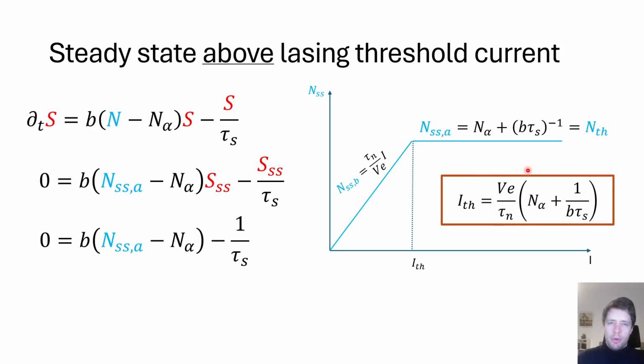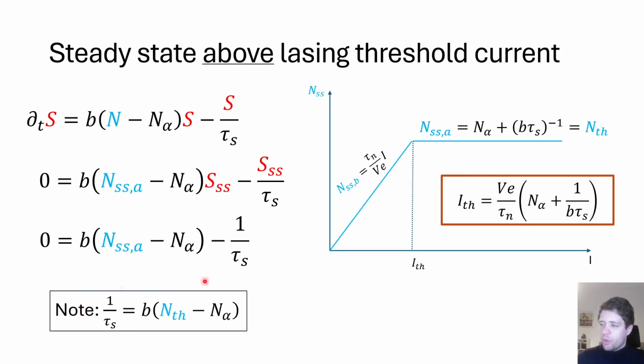By equating this expression with this one, it's easy to find that the threshold current is around this magnitude right here. And I think for a typical semiconductor laser, this is going to be on the scale of maybe 10 milliamps or something along those lines. We can also note this expression here, which is valid when we're above the current threshold. And it's just something that's worthwhile to note for further derivations.